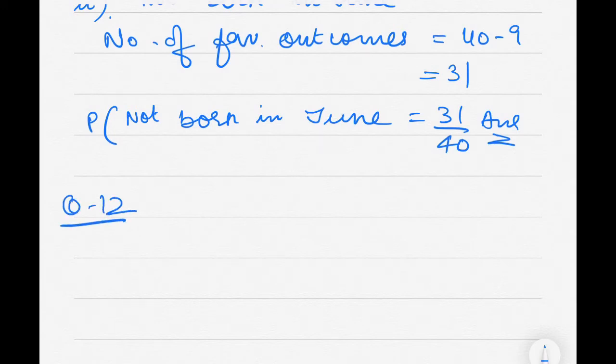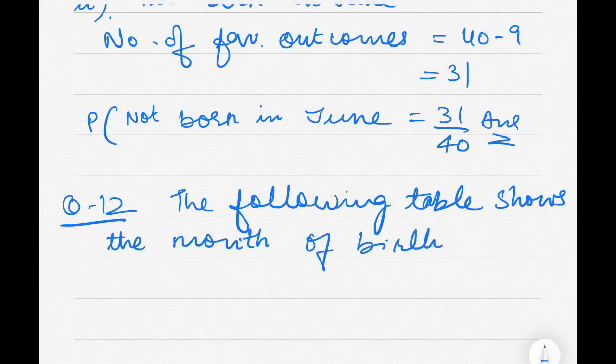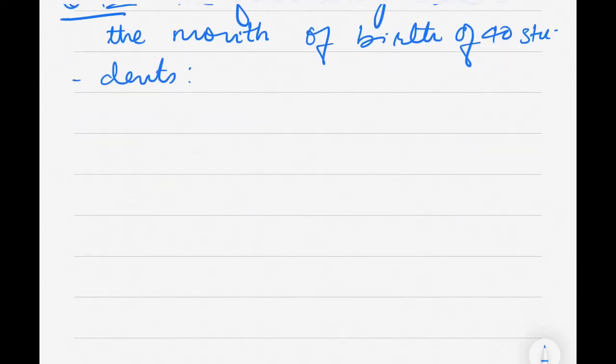Okay, so in question number 12 a table is given to us. Again, the number of students is 40, right? So again, the month of birth of 40 students. So the following table shows the month of birth of 40 students. Here they have given the table, so directly we can just move. We don't have to make the table.